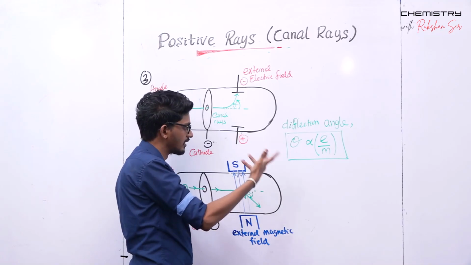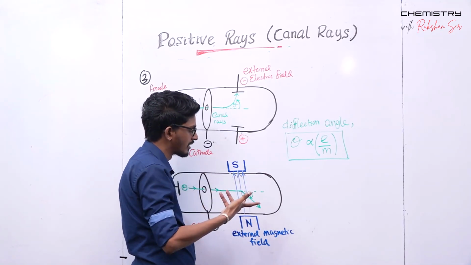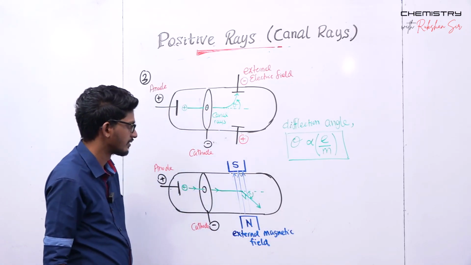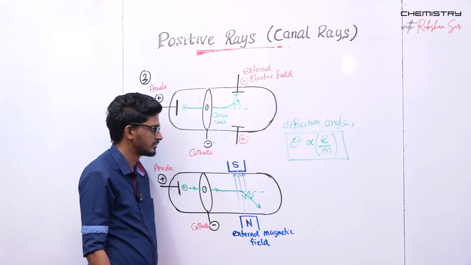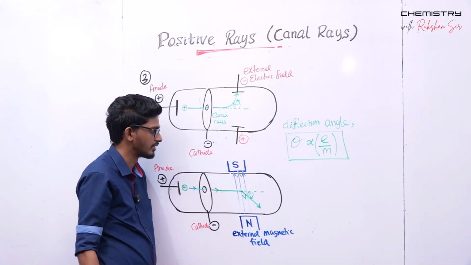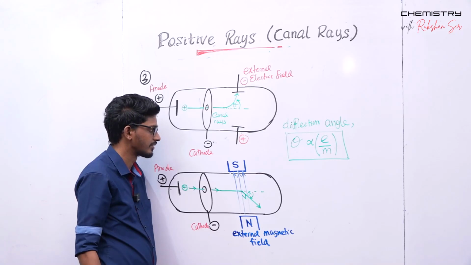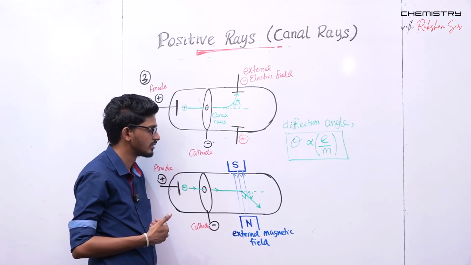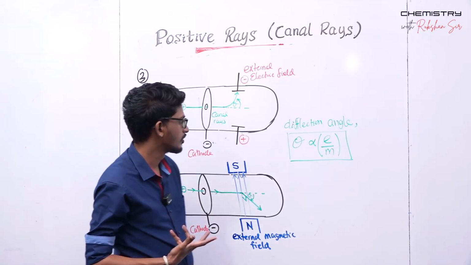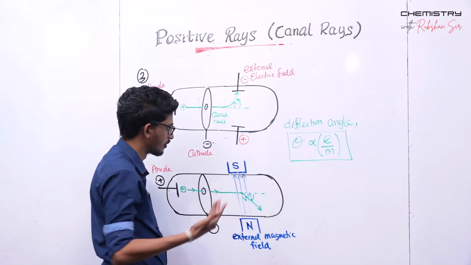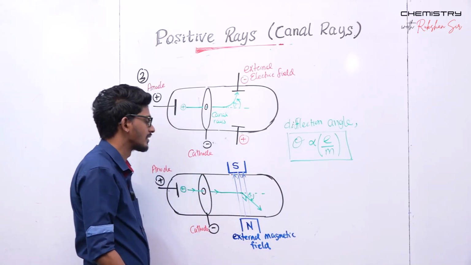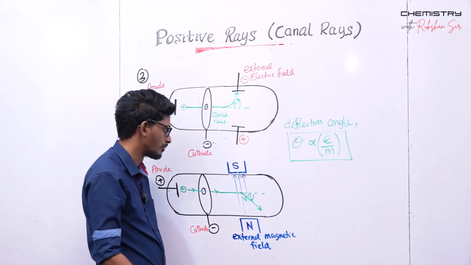That is why we confirm that from each and every kind of matter you get the same negative particle, because the e/m, the charge over mass, is the same. The same particle is produced from all kinds of matter. That's how Thomson confirmed it. Now today we are going to discuss the positive rays, not the cathode rays, and see what happens with their deflection angles and e/m ratios.